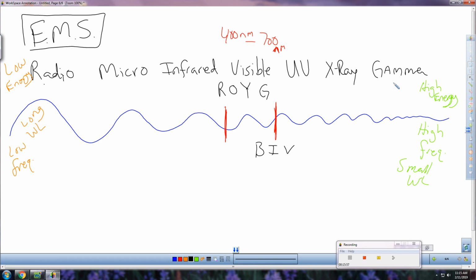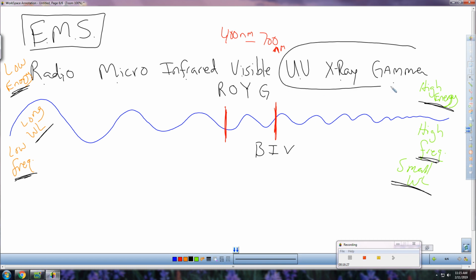So if we're over here with the long wavelengths, we have low frequency, but we also have low energy. Over here with gamma, these guys have the smallest wavelengths, which means they have the highest frequency, they have the most energy. These are the ones that can cause a lot of damage. All right? Cancer and stuff like that is caused by these waves, because the energy they have can actually alter your genetic information. All right?